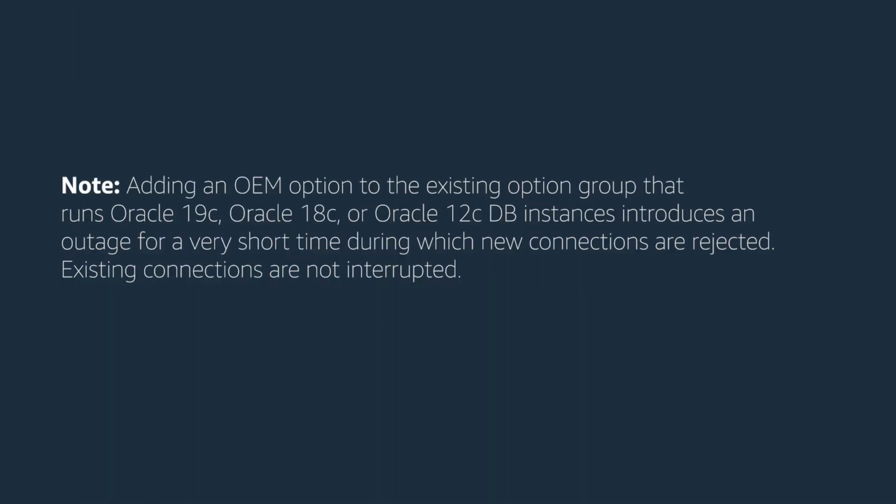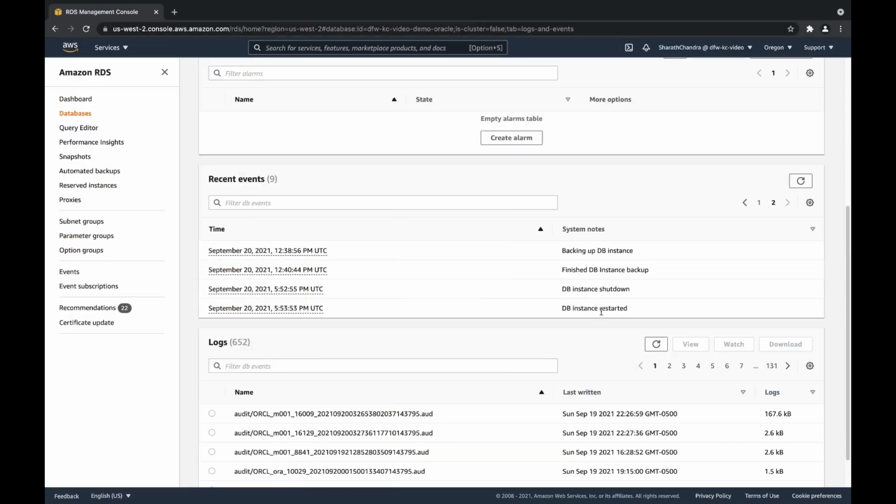Note, adding an OEM option to the existing option group that runs Oracle 19c, Oracle 18c or Oracle 12c DB instances introduced an outage for a very short time, during which new connections are rejected, existing connections are not interrupted. After you enable the OEM option, you can begin using the OEM Database Express from your browser. In this demo, I am using the Chrome browser.